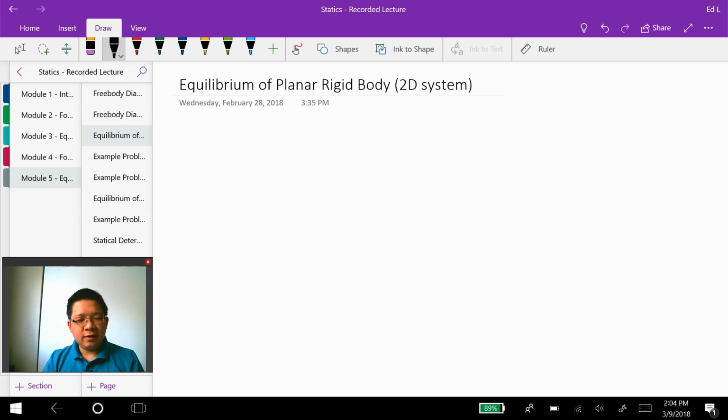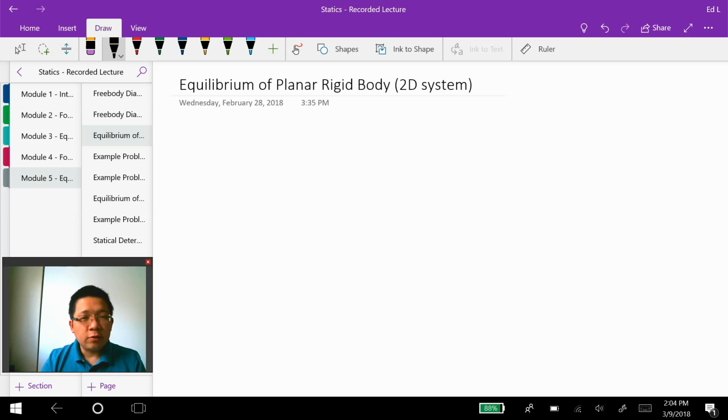Hi everyone, in this lecture we are going to discuss a new topic in module 5, which is related to equilibrium of a planar rigid body. Basically, we will talk about equilibrium of a rigid body in a two-dimensional system.